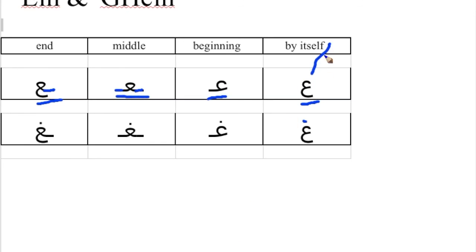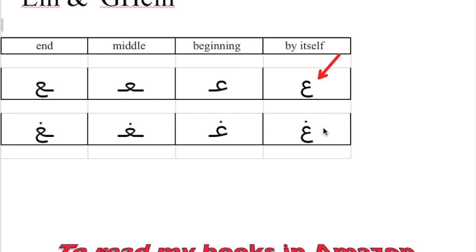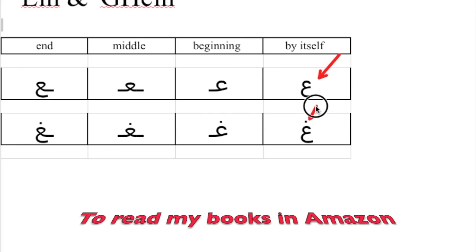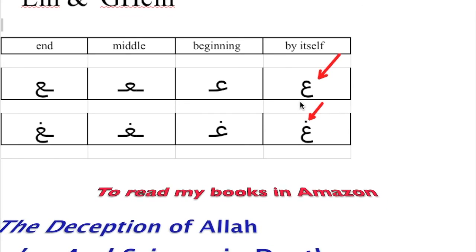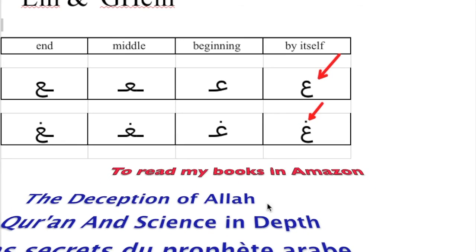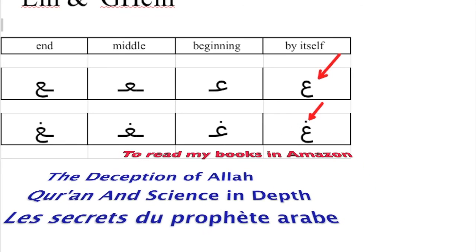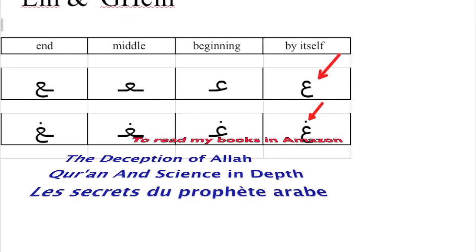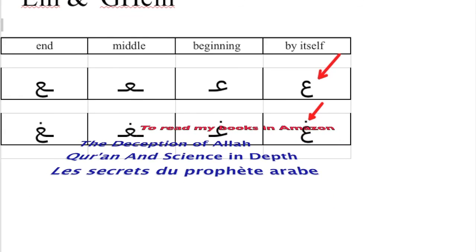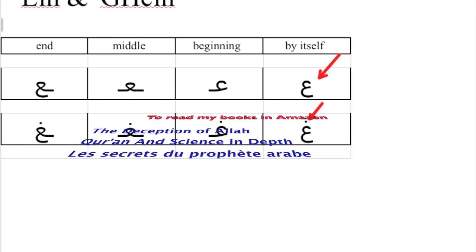There's no dot here. Here we go. This is the A and this is the Gha. Here you see the dot. In the A, there is no dot. So let us write a word. We have letter A and letter Gha.